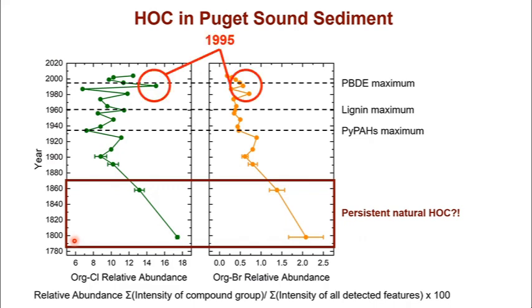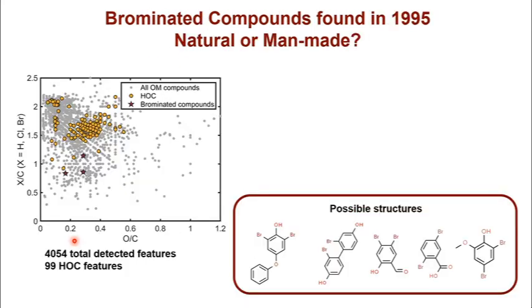Number two is, are the peaks observed around 1995, where PBDE peaked, natural or anthropogenic? It's probably hard to tell, but I tried, right? So showing this in a van Krevelen diagram again, I observed in this particular 1995 layer more than 4,000 chemical features assigned, projected on this van Krevelen diagram.